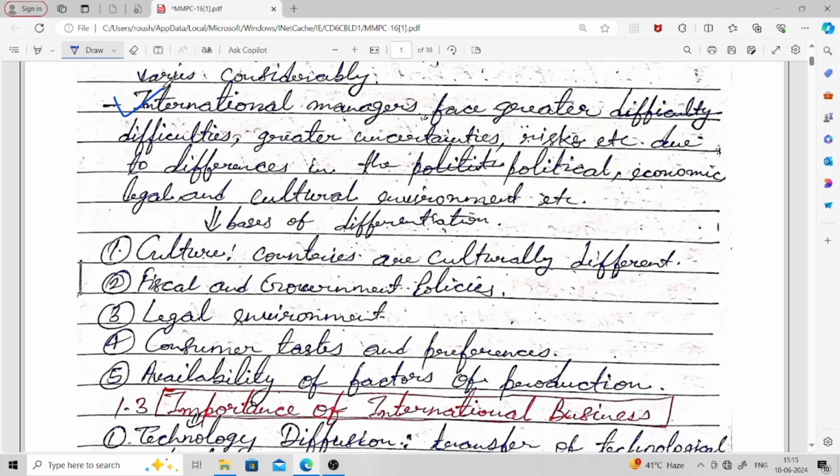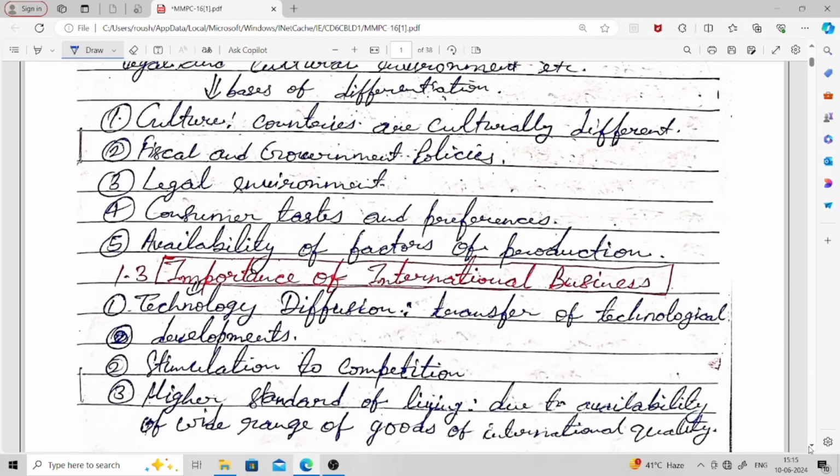So, basis of differentiation. Here we can differentiate international and domestic business on the following basis. The first basis given is culture. Countries are culturally different, so one country is different from another on the basis of culture. Second, fiscal and government policies are also different. That's why, to trade with each other, companies face many difficulties.